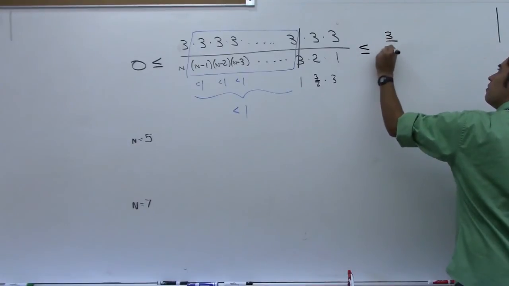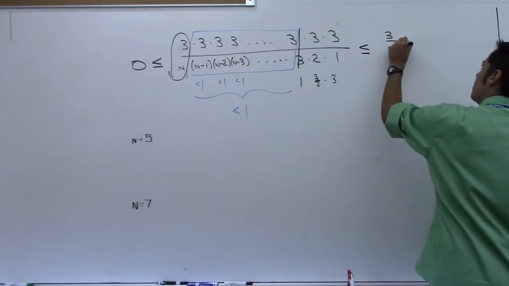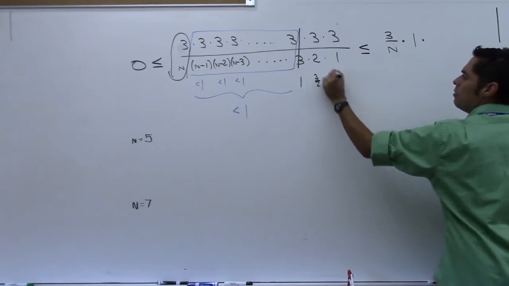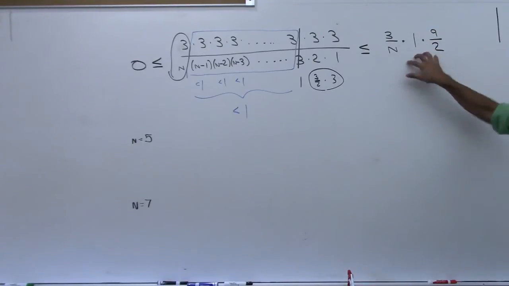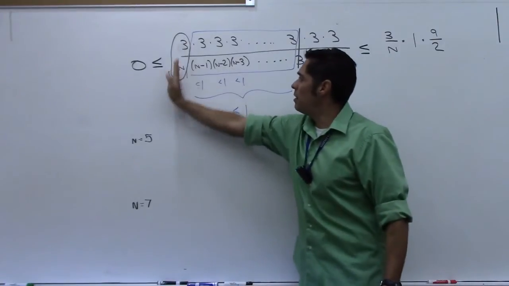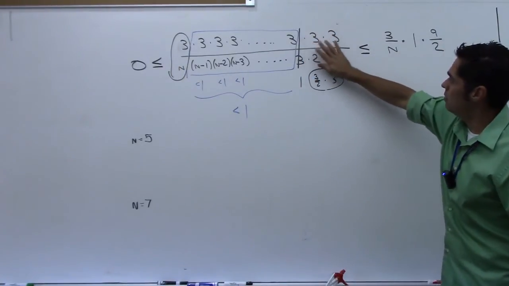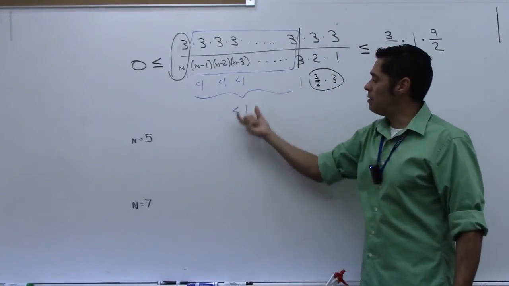3 over n, which is the very front, I didn't touch it, times 1 times these two multiplied together, which would be 9 halves. Do you agree that this is bigger than this? Well, 3 over 9 is this, 3 over n is the same thing as this. 9 over 2 will always be these first ones. And then all of these we said were less than 1. So if you multiply them together, they're less than 1.